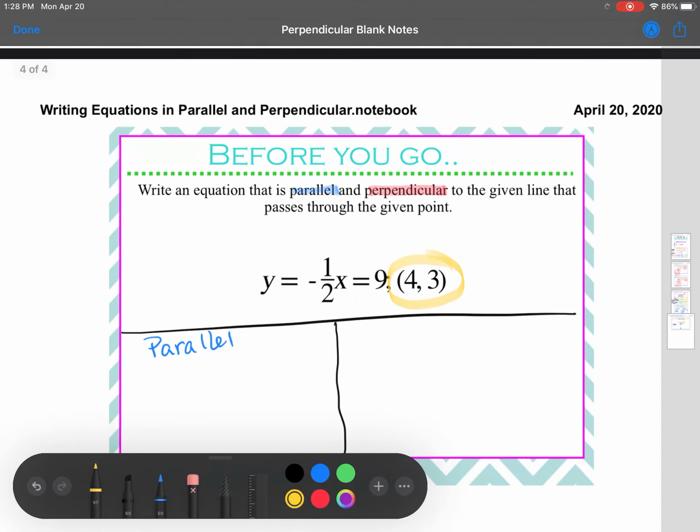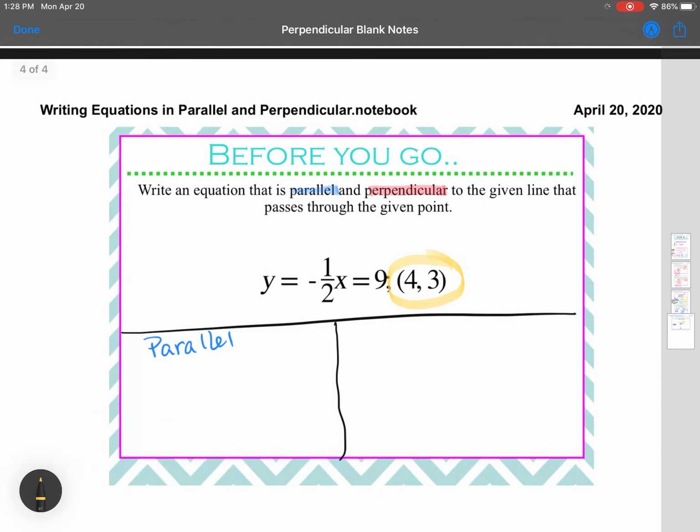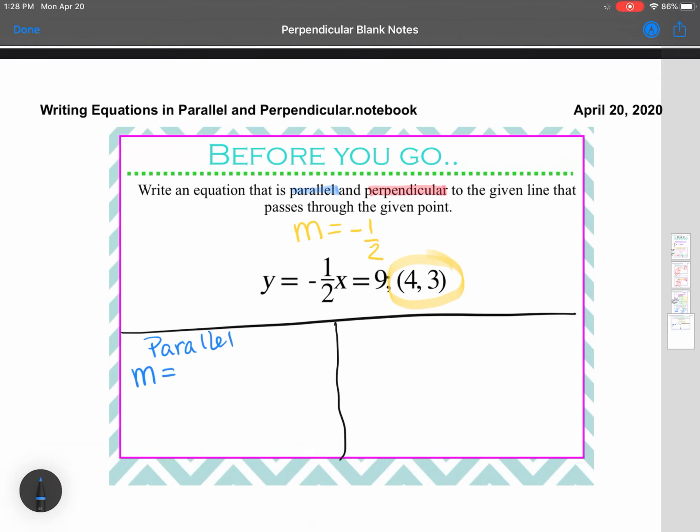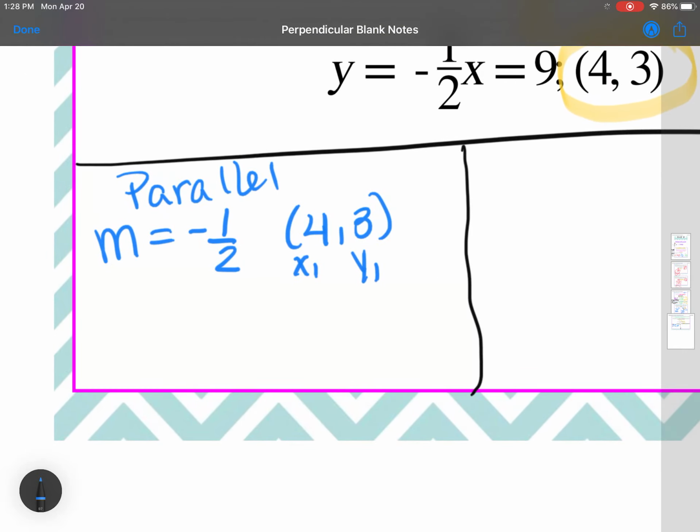Okay, so I'm just going to write this out. My slope in this original equation, m equals negative 1/2. Okay, so in my parallel line, m equals negative 1/2. My point is still 4, 3. So I have x1, y1. Now I'm just going to write it in point slope form. I'll write out my equation. Y minus y1 equals m times x minus x1.